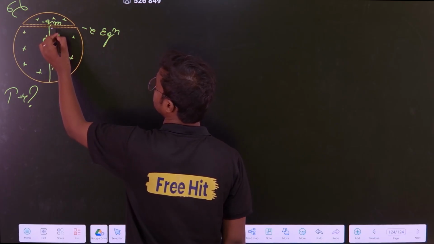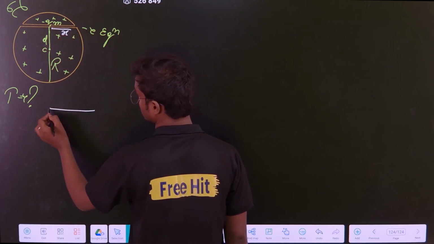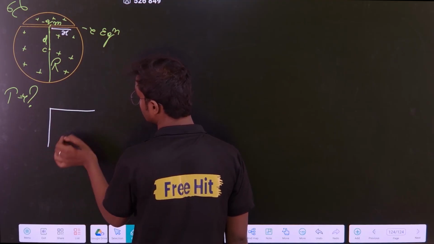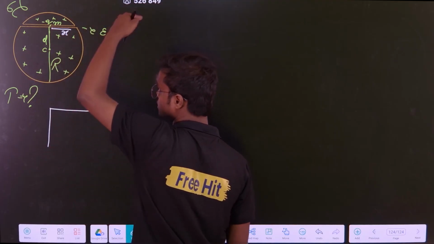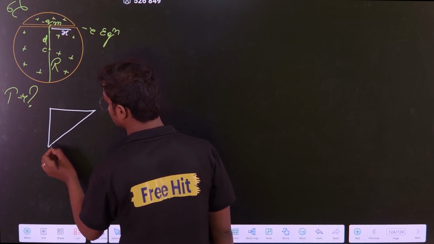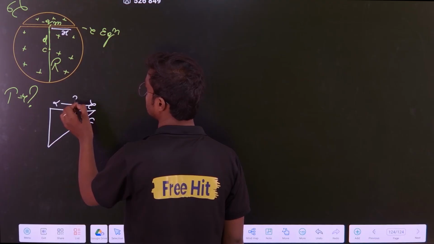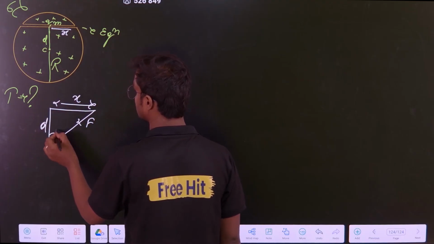Obviously, we are going to displace it for distance x. Okay, you see the force, if you displace it, the force will act toward the center, obviously, because the electric field will be like this. Force will act like this. This is my force vector. This distance is given as x and this distance d, and suppose this angle is theta.